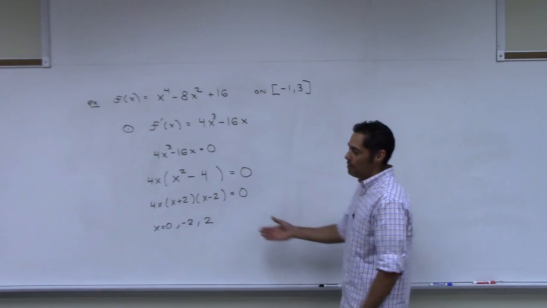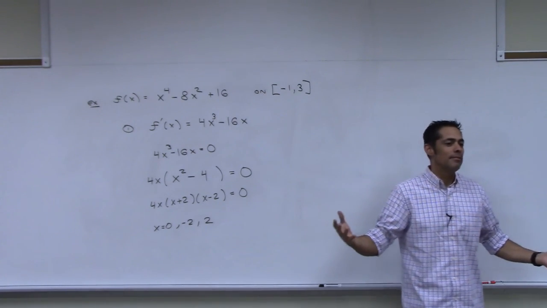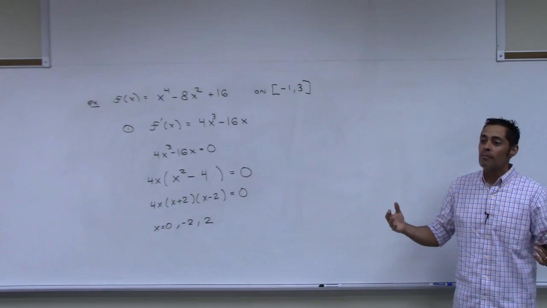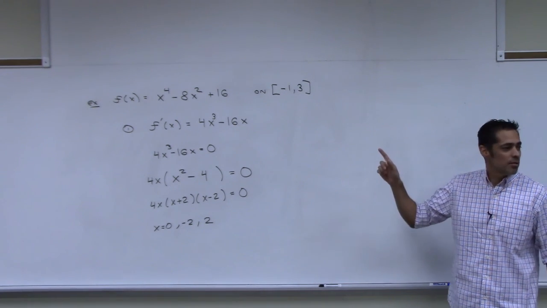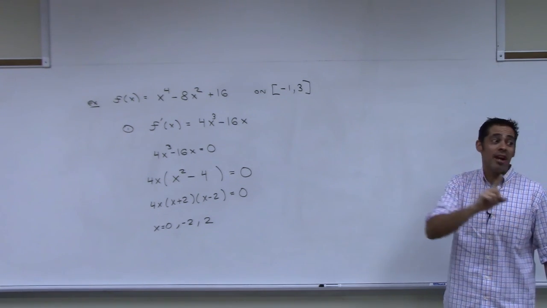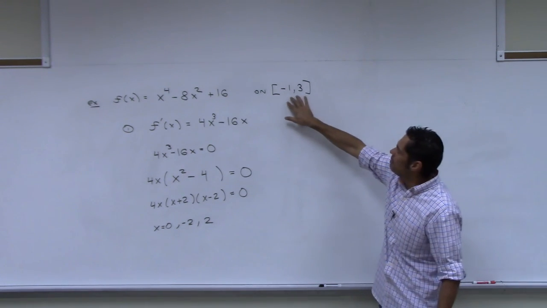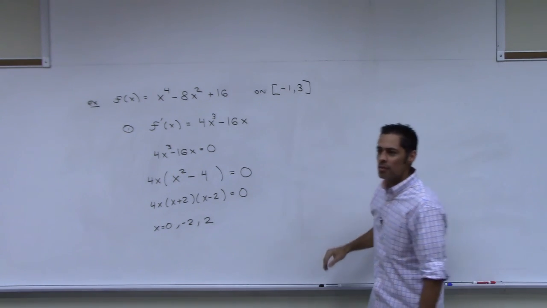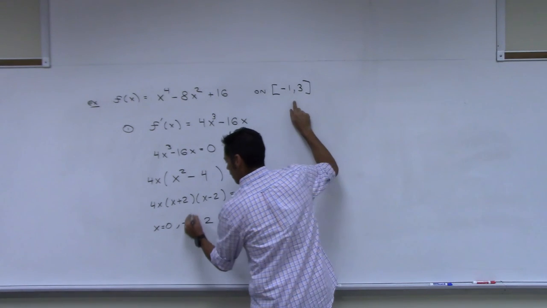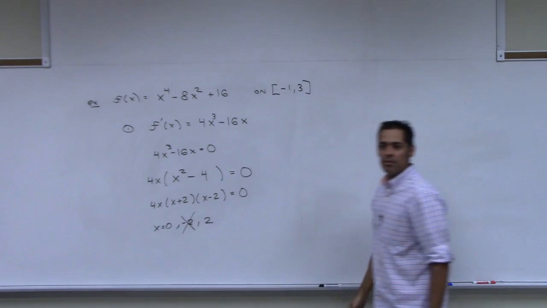All right, so now what? We've got the solutions, now what? Plug them into the original? Check them first. Do any of these lie outside this interval? Negative 2 doesn't work, right? Negative 2 is not in there, so I don't want to use that one.